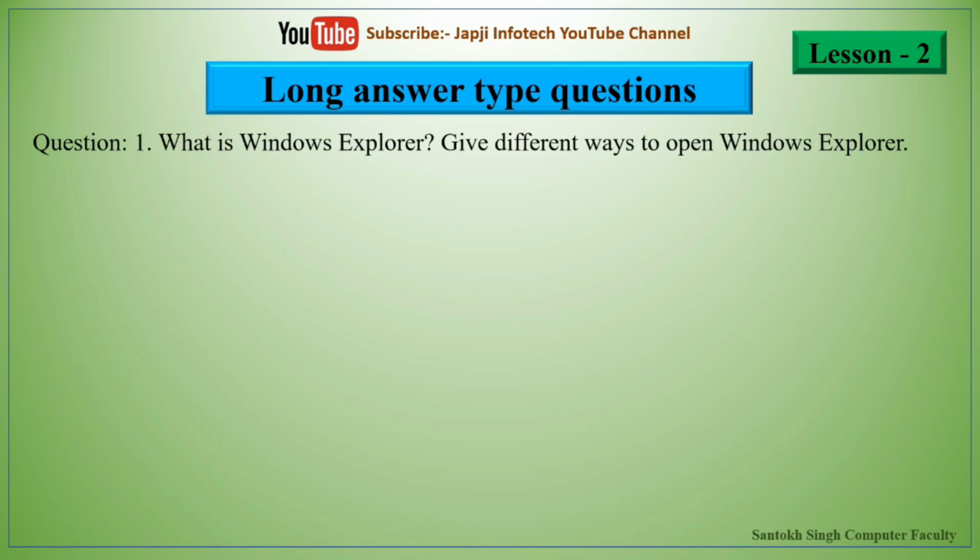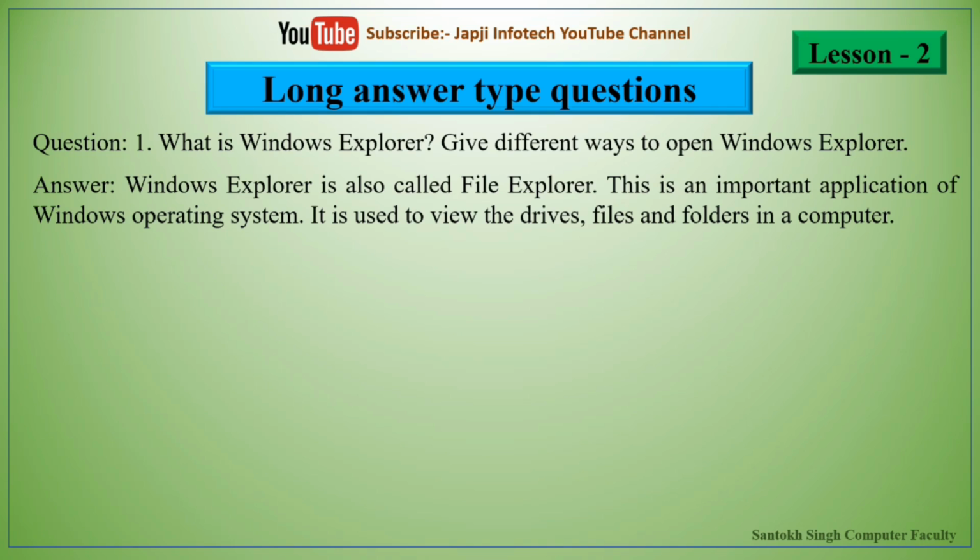So now we will learn about long answer type questions. The first question is: What is Window Explorer? Give different ways to open Window Explorer. The answer is Window Explorer is also called File Explorer. This is an important application of the Windows operating system. It is used to view the drives, folders and files in a computer.